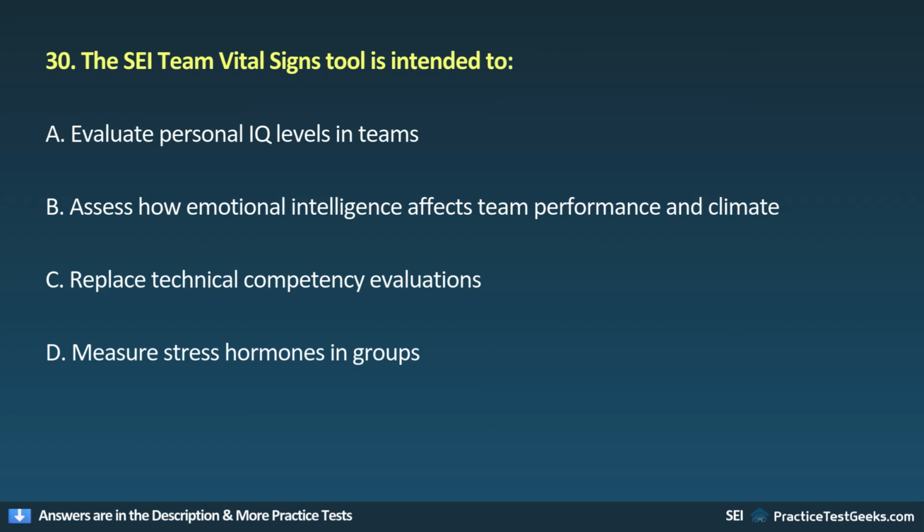30. The SEI Team Vital Signs tool is intended to: A. Evaluate personal IQ levels in teams. B. Assess how emotional intelligence affects team performance and climate. C. Replace technical competency evaluations. D. Measure stress hormones in groups.